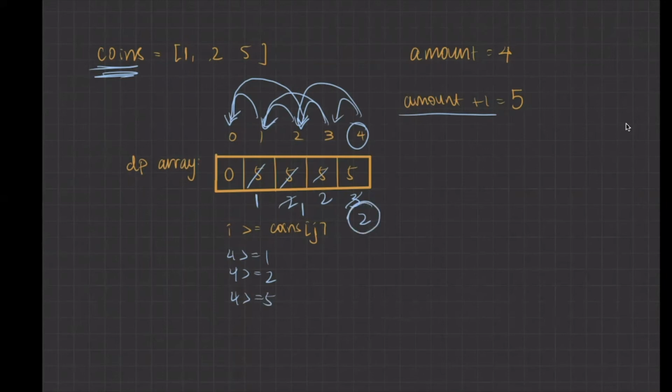And we can check the logic there because 2 cents plus 2 cents gives us 4. So that's a total of 2 coins in order to make 4. And so that means we can return our final answer, which will actually be the amount index of dp. So that would be dp amount, which is equal to dp4, which is 2.